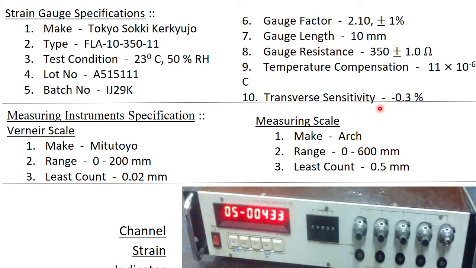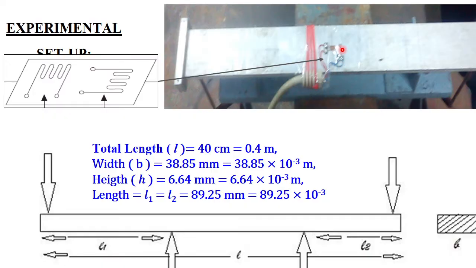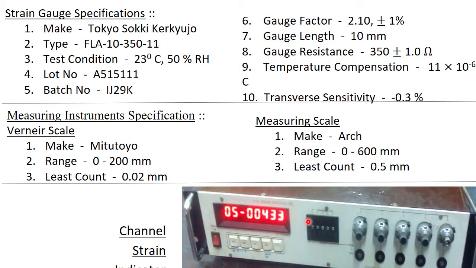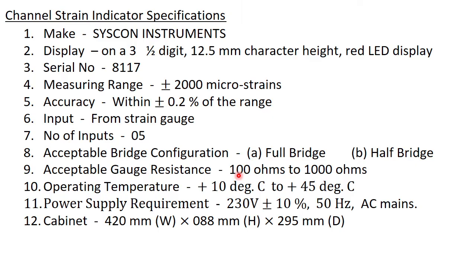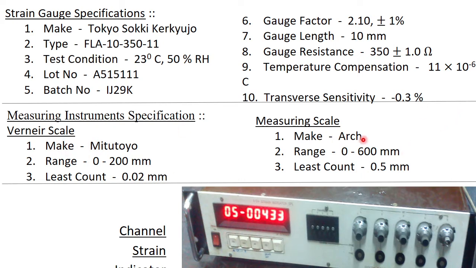And then you see, these are the strain gauges. They are ultimately connected with a strain indicator. Where is that strain indicator? This is the strain indicator. And besides, we have to make other measurements. Measurement for the beam dimension and some other dimension. So these are measured by using these scales, vernier scale and measuring scale. This is clear.